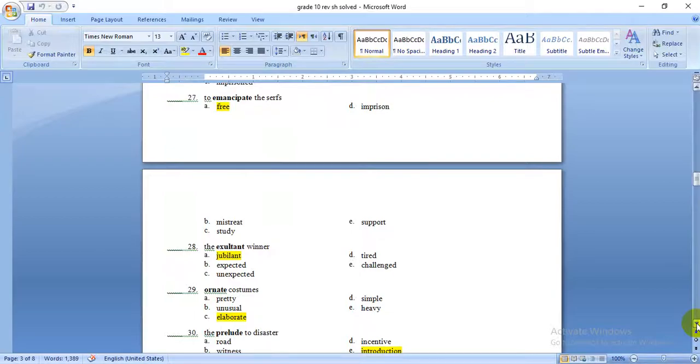Now, 27, to emancipate the serfs, and our choices are free, mistreat, study, imprison, support. The right answer is free, so it is A. 28, the exultant winner. We have jubilant, expected, unexpected, tired, and challenged. The right answer is jubilant, so A. 29, ornate costumes. We have pretty, unusual, elaborate, simple, and heavy. The right answer is elaborate. So C.